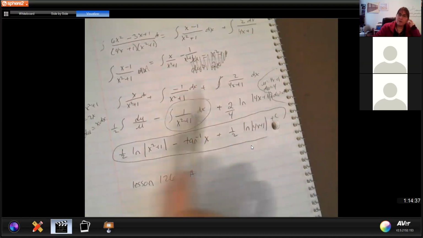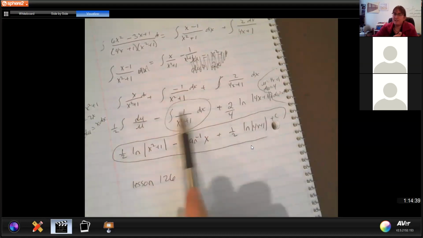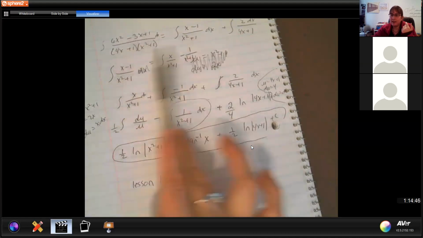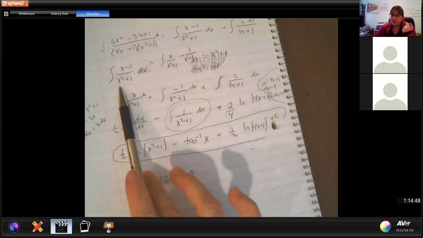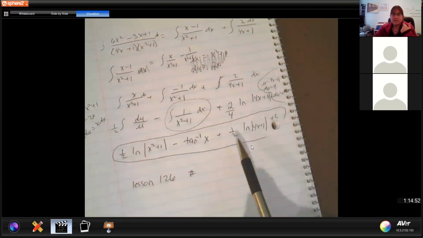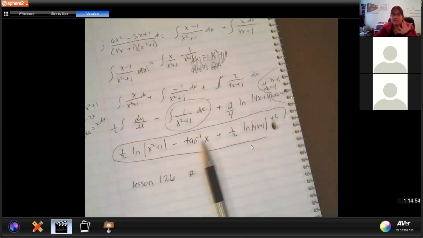Once you've done one of them, they're all going to end up in the same form. So when you have to do an ax plus b, you're going to end up with probably the tangent trig function. Does that make sense? Like the very first one that we did, we were always doing a du over u and ending up with ln of something.